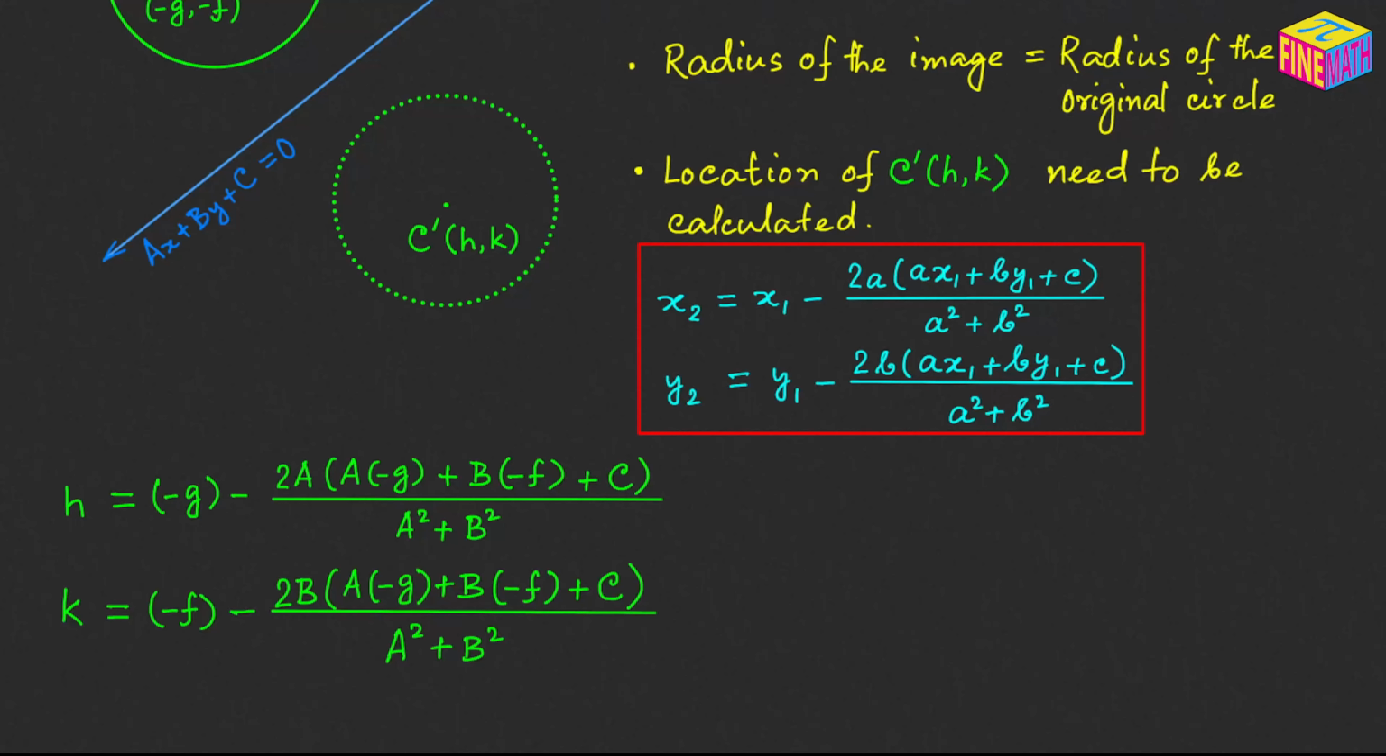In the formula, wherever we had lowercase a, I am using uppercase A because that's what I have used in the equation of the given straight line. Similarly, lowercase b has been noted as uppercase B and lowercase c has been noted as uppercase C here. So using this formula, we should be able to calculate the values of h and k. Now once we have the values of h and k, then finding the equation of the image is pretty easy.